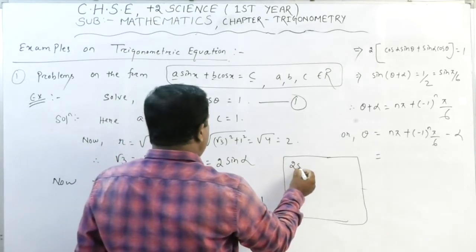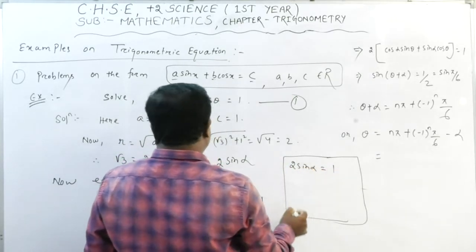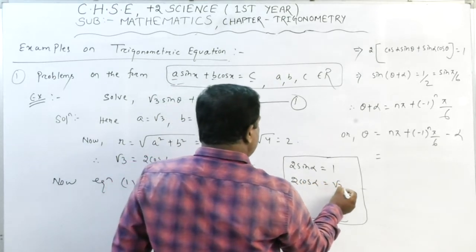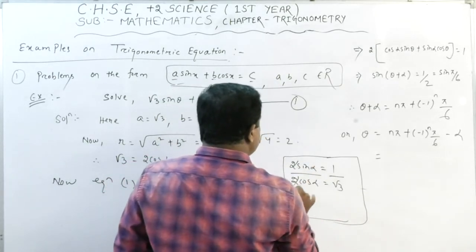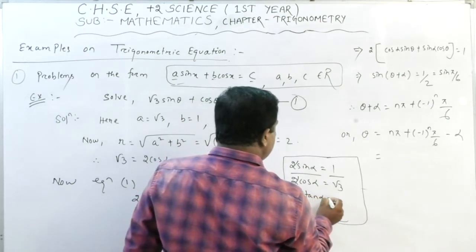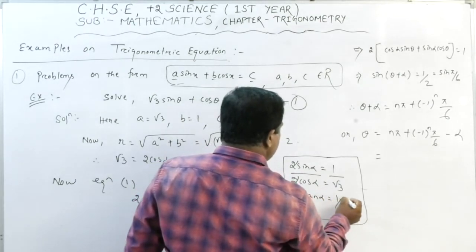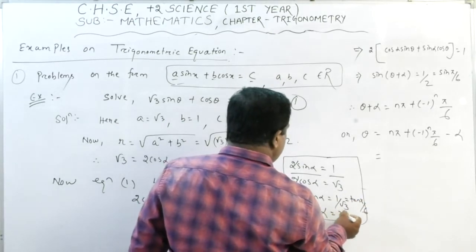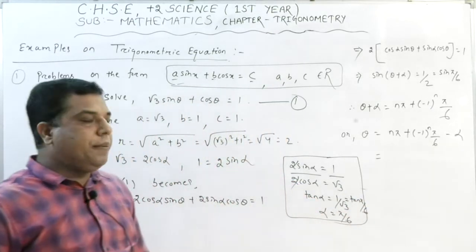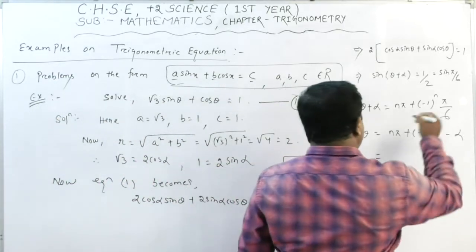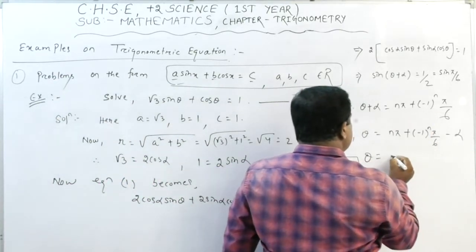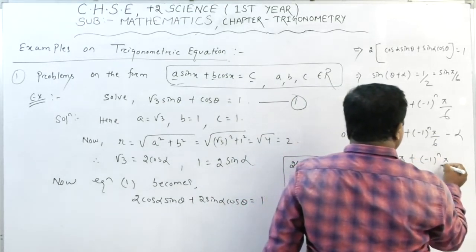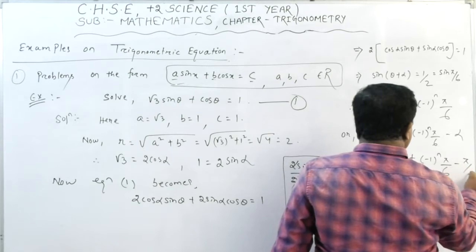2 sin alpha equals 1 and 2 cos alpha equals root 3. If you divide both, 2 is cancelled, tan alpha is 1 on root 3, which is tan of pi by 6. So I can say alpha equals pi by 6 simply. Putting the value of alpha, the value of theta is n pi plus minus 1 to the power n pi by 6 minus pi by 6.